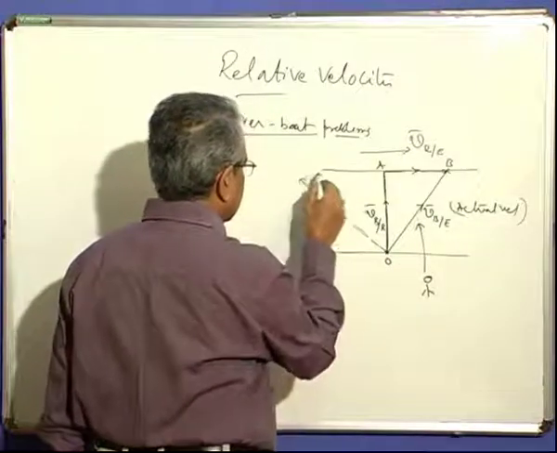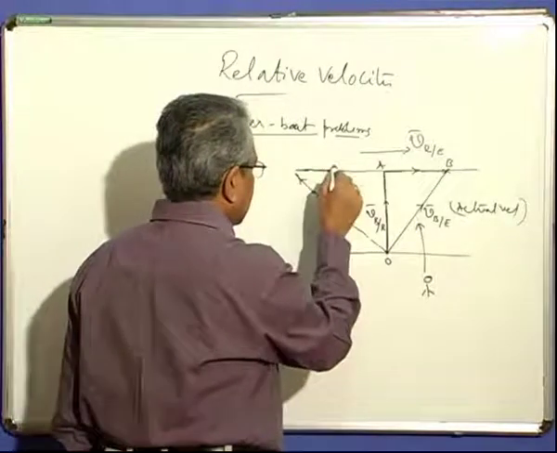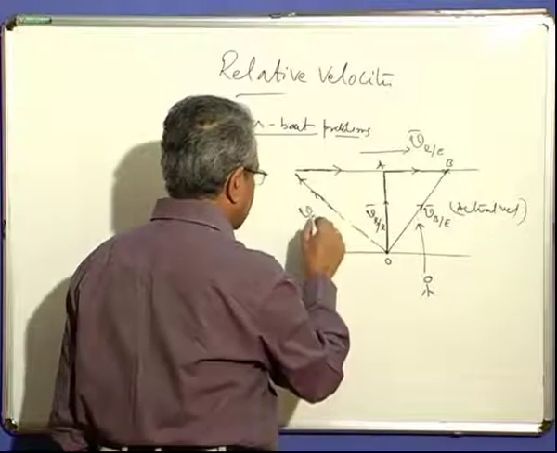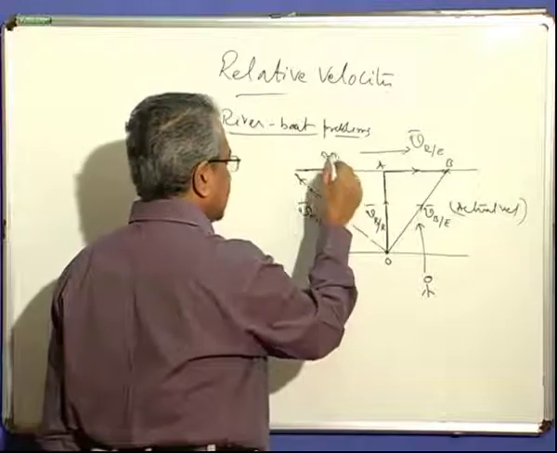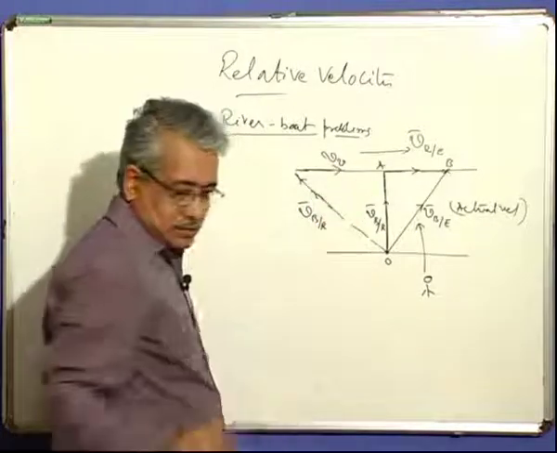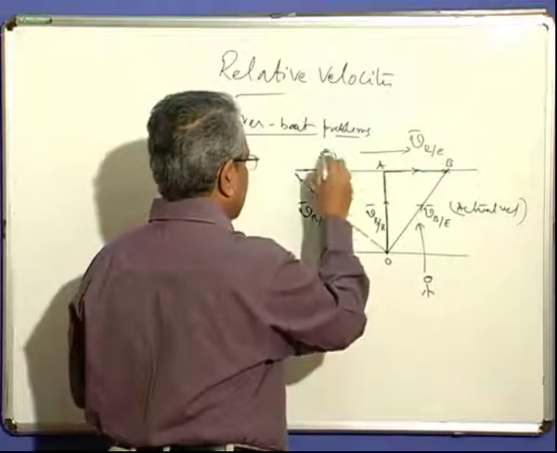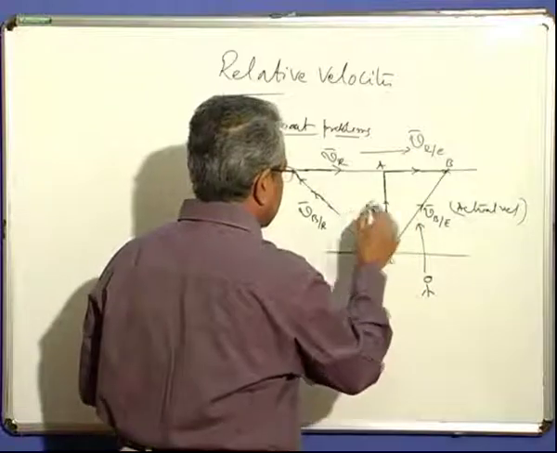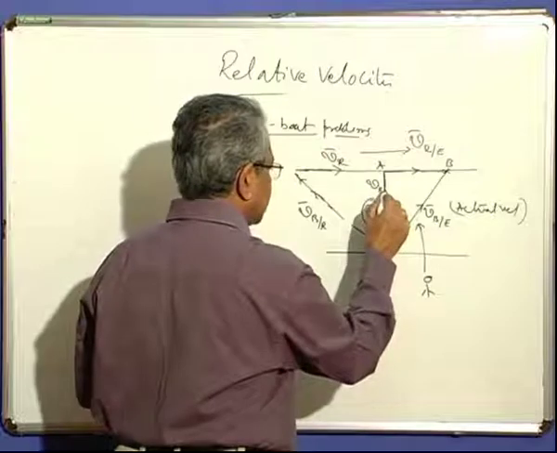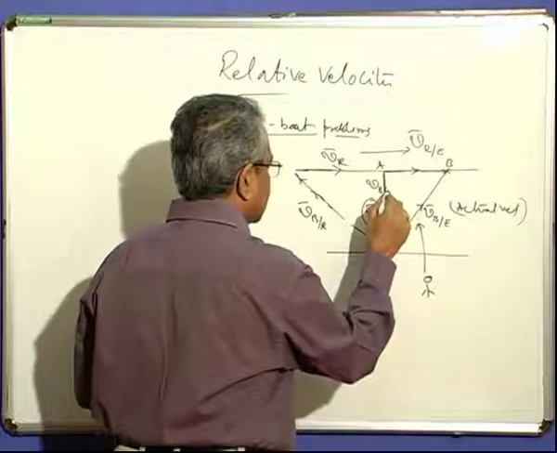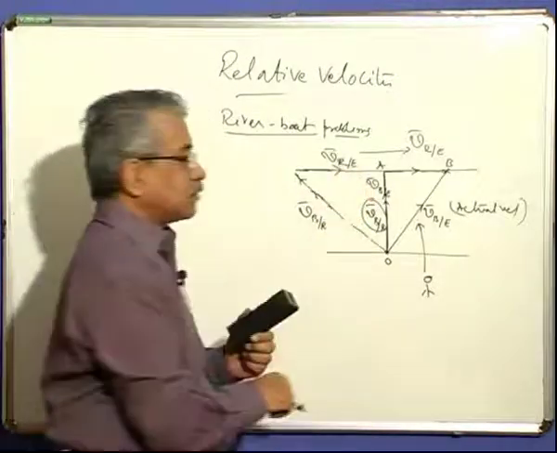He heads like this so that the river velocity, his velocity with respect to the river, plus the river velocity here, will give him the velocity with respect to the ground. Then this becomes the actual velocity. In that case, this becomes the actual velocity of the boat with respect to the earth here. This is the river velocity with respect to the earth.